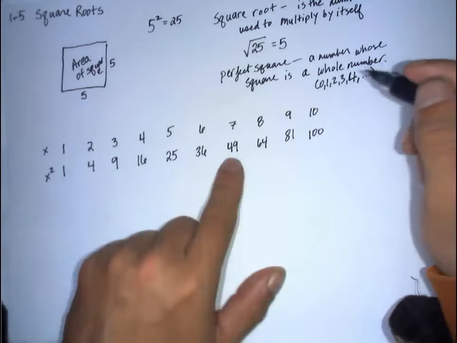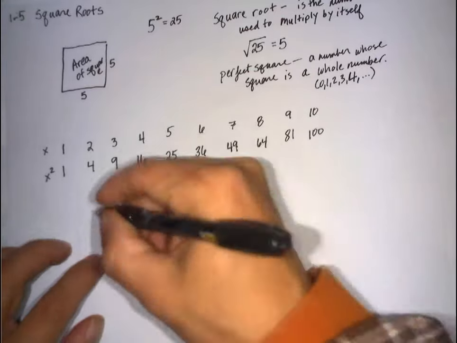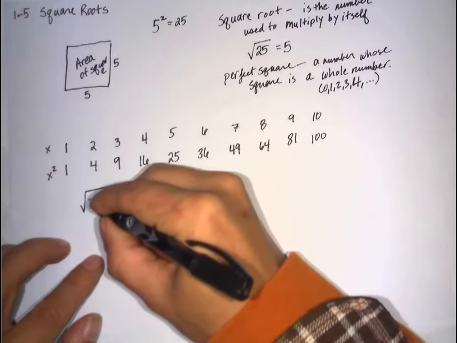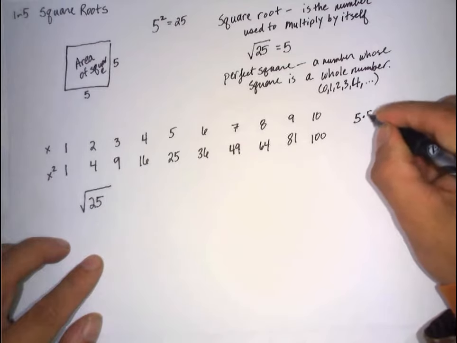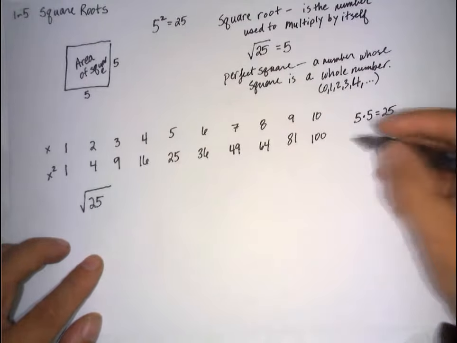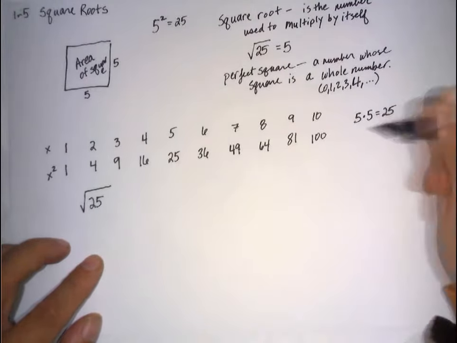Much later in math, there's a way to do this without a calculator, but it's a little bit out of our scope right now. Now let's look at this symbol. Let's say we look at the square root of 25. Well, we know that 5 times 5 is 25. But it's also true that negative 5 times negative 5 is 25.